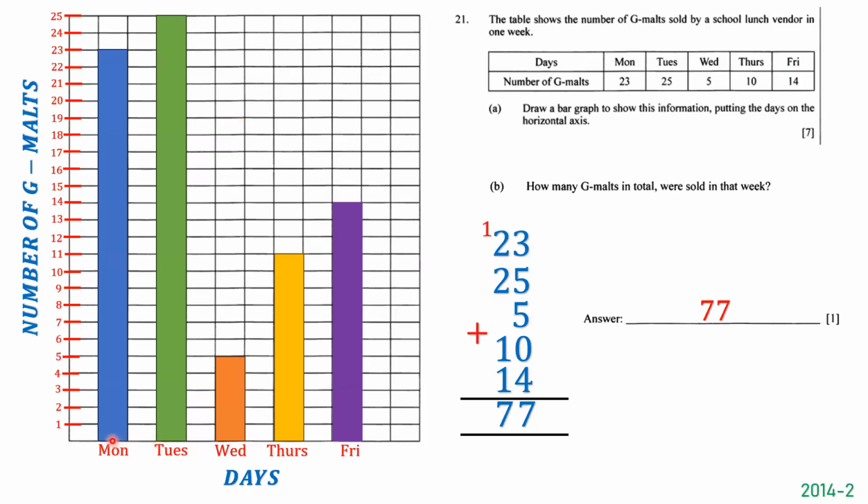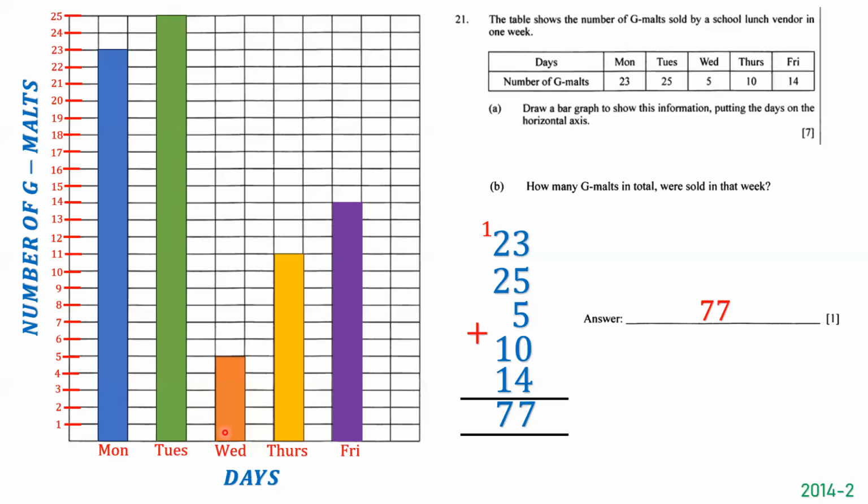Now for Monday, they said that Monday is 23. For your y-axis, make sure you label it number of GMALTs, and we're going to go from 1 all the way up to 25. So you have to construct your own graph. For Monday, we know it accounts for 23, so we go all the way up to 23. For Tuesday, it accounts for 25, so that's all the way up to 25.